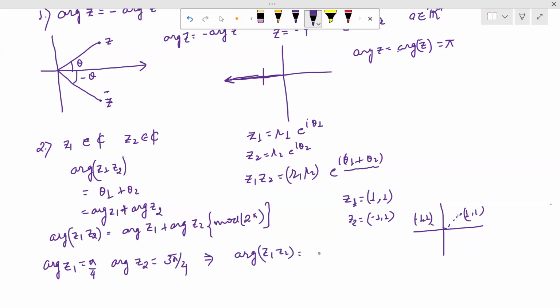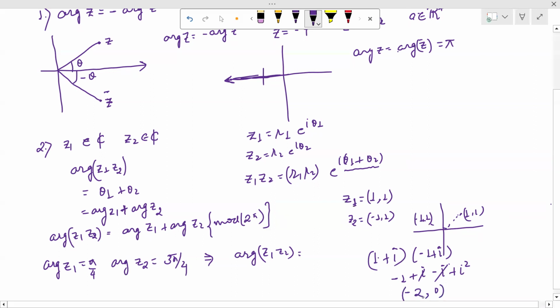So z1 z2, what would it be? It is (1 plus iota) into (-1 plus iota). So this will be equal to -1 plus iota minus iota plus iota square. So this gets cancelled and you're going to get (-2, 0). Okay, so (-2, 0) is a negative real number.